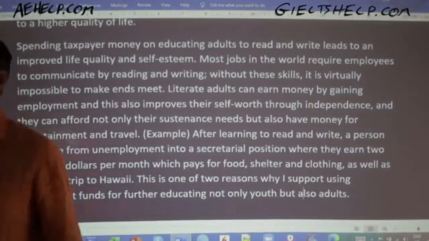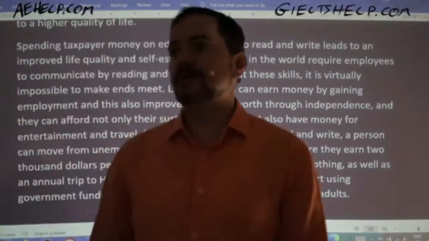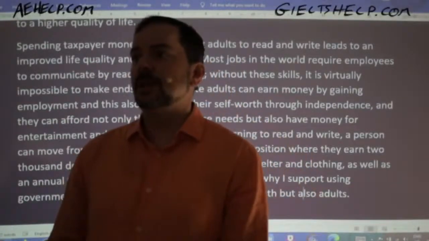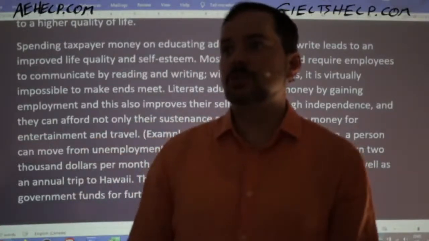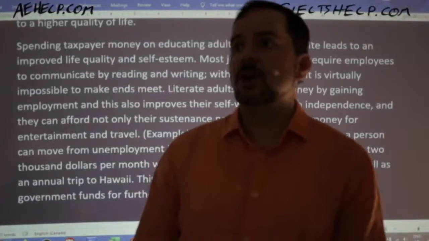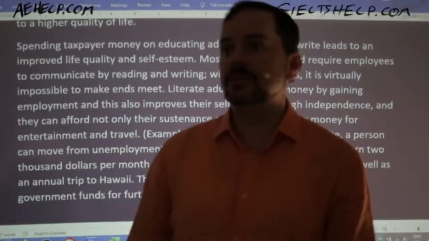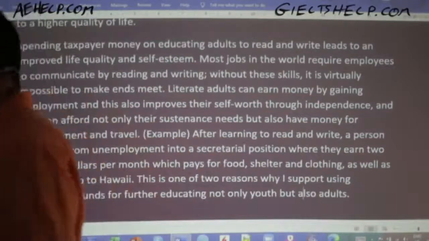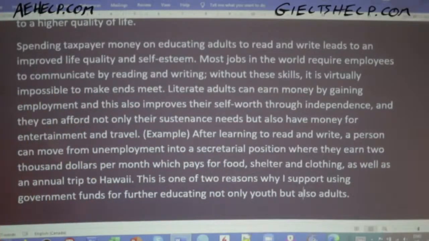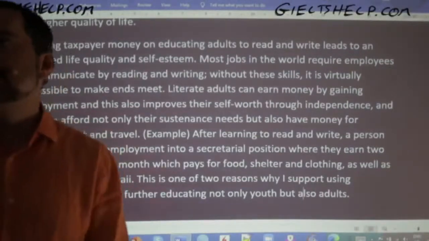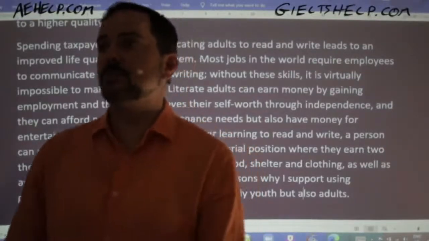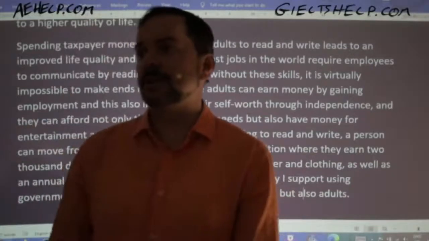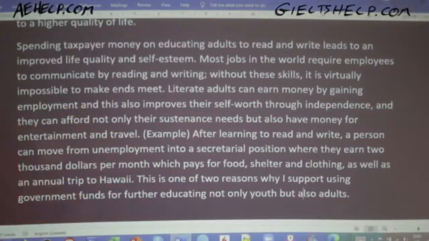All right, Deepika writes, my friend's mother was illiterate and was doing menial jobs to pay her bills. She went to school in her 30s and now she owns her own business and earns around $3,000 per month. She is much happier, and she takes her family on annual vacations to Goa, okay? So Deepika, good. Little bit more on the example to show that improvement in life quality, okay? But good, good writing, all right?